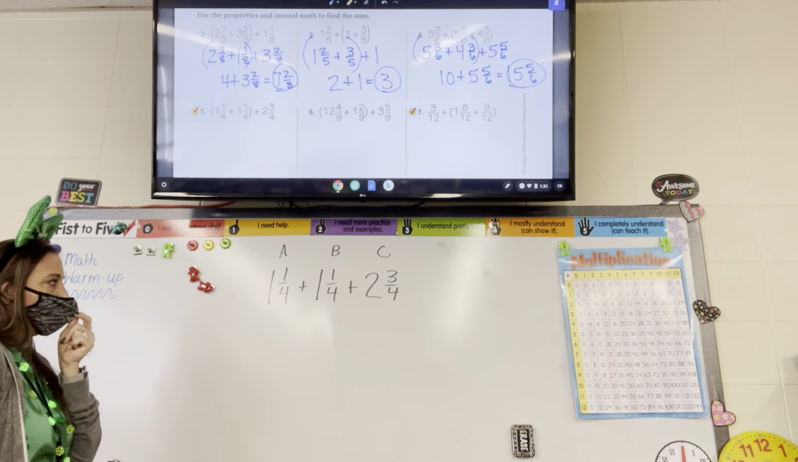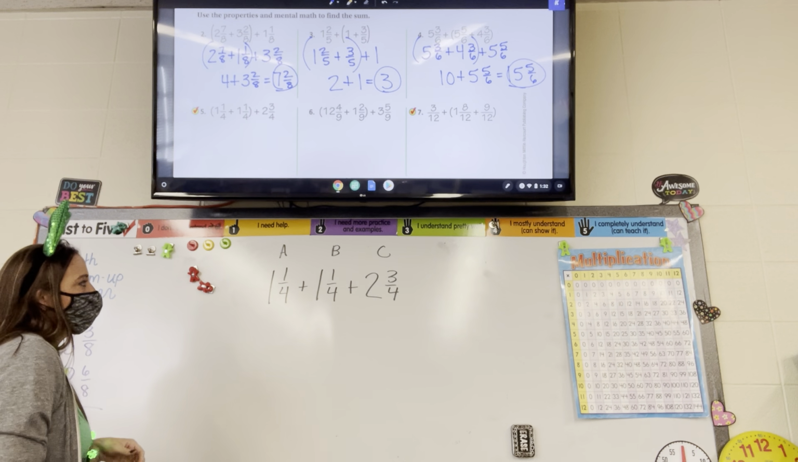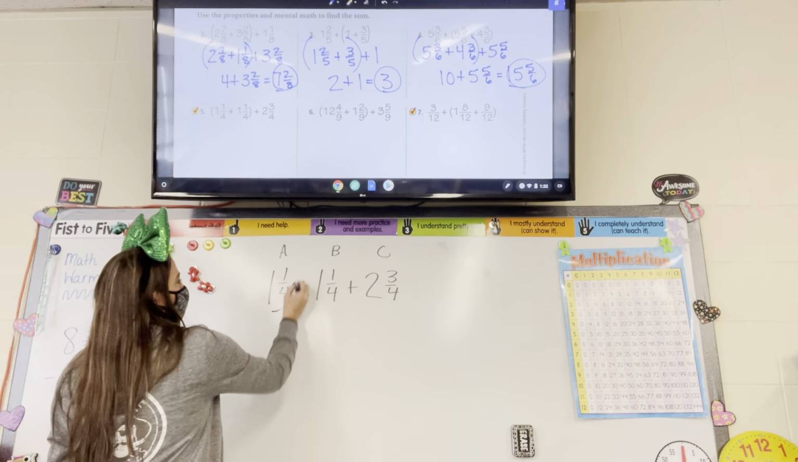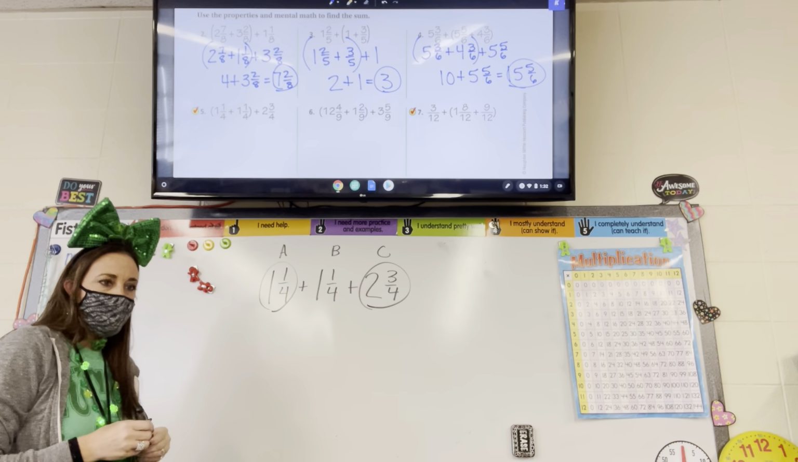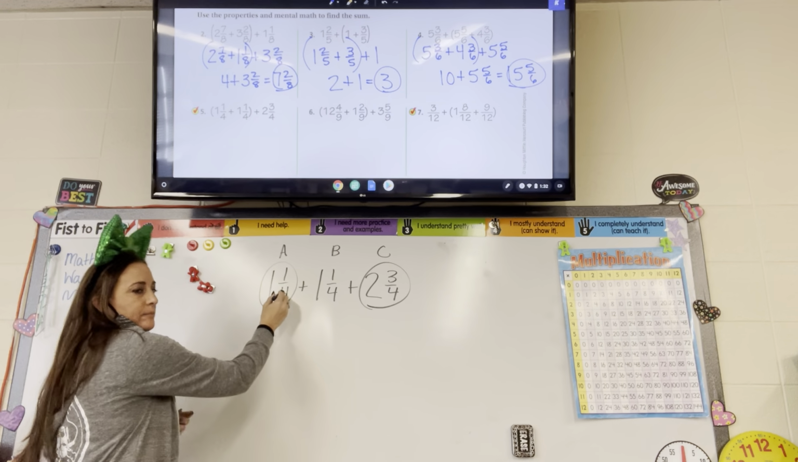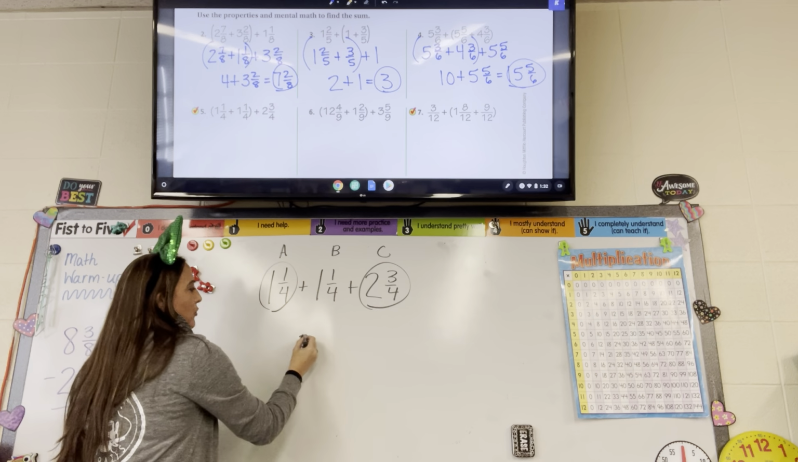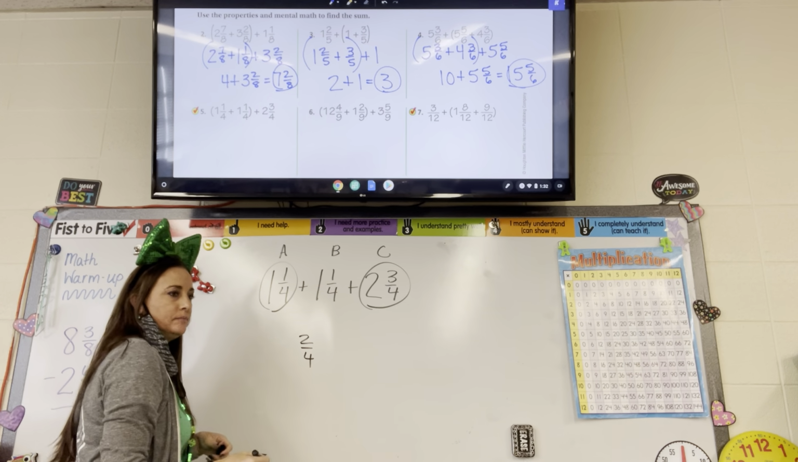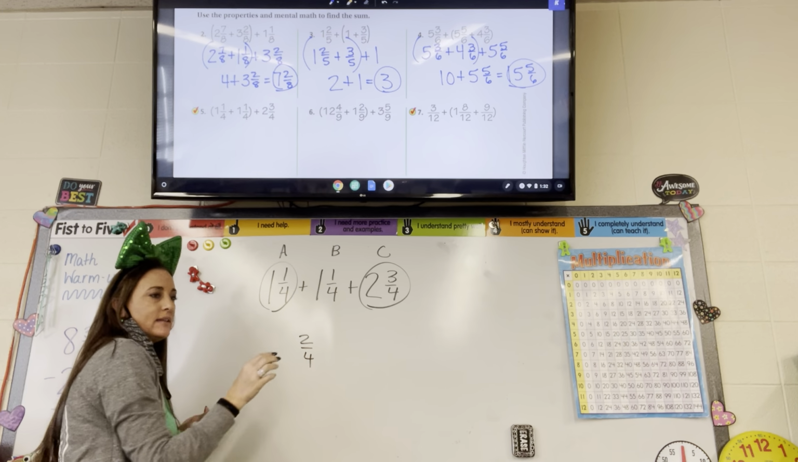No, Colin, why don't you help her out? A and C because 3 plus 1 is 4 fourths, and that equals a whole. That's exactly right. Give yourself a point. Sonia, you've got to look at your fraction, okay? We've got 1/4 and 1/4. That's 2/4. Does that make a whole? No. Our goal is to get the same number on top and bottom, okay?